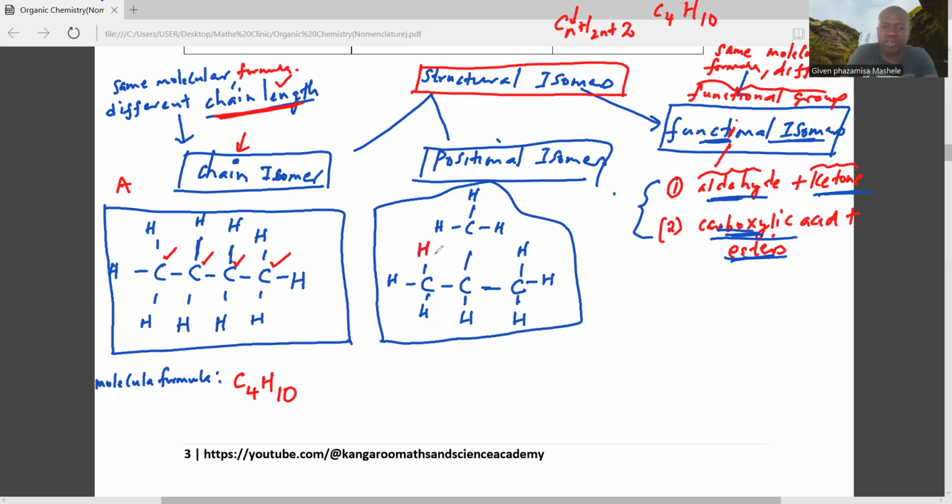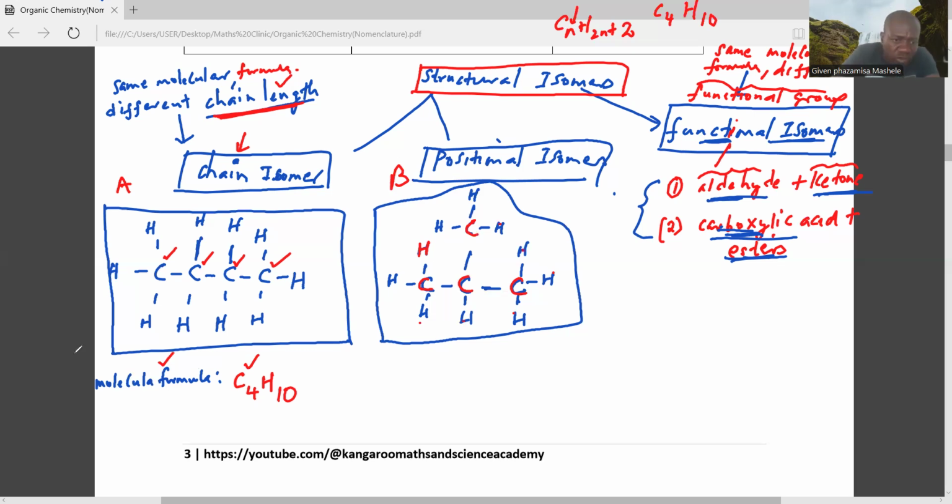Let me say the molecular formula. Let's count the number of carbon. 1, 2, 3, 4. There's still 4. Hydrogen, 1, 2, 3, 4, 5, 6, 7, 8, 9, 10. There's still 10. You see that when we look at compound A and B, both of the two compounds have the same molecular formula. The molecular formula is the same. But what is their difference?